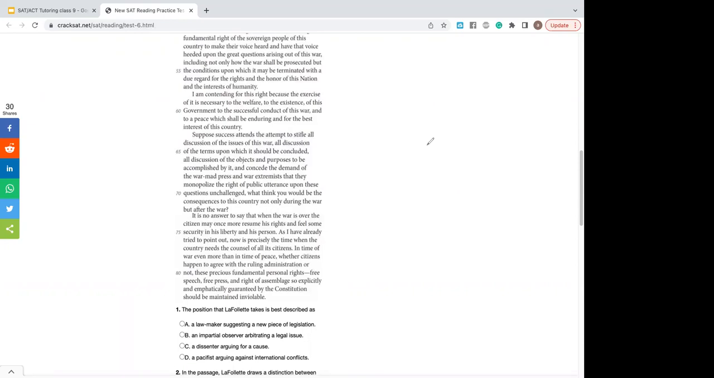I'm contending for this right because the exercise of it is necessary to the welfare, to the existence of this government, to the successful conduct of the war, and to a peace which shall be enduring for the best interest of this country.